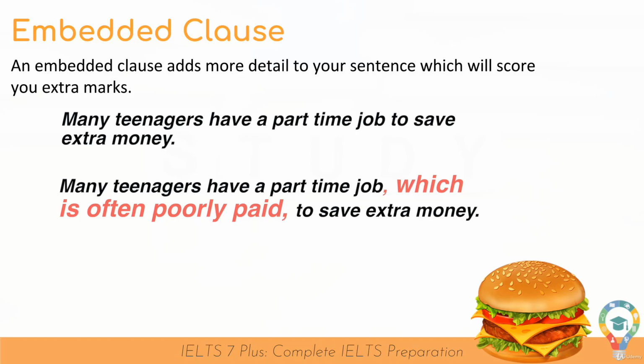Can you see how some people consider this to be a hamburger sentence? If we think of the black part of this sentence, that could be our bread, and the red part in the middle is our meat. It's very important to note that there are 2 commas separating the clauses.